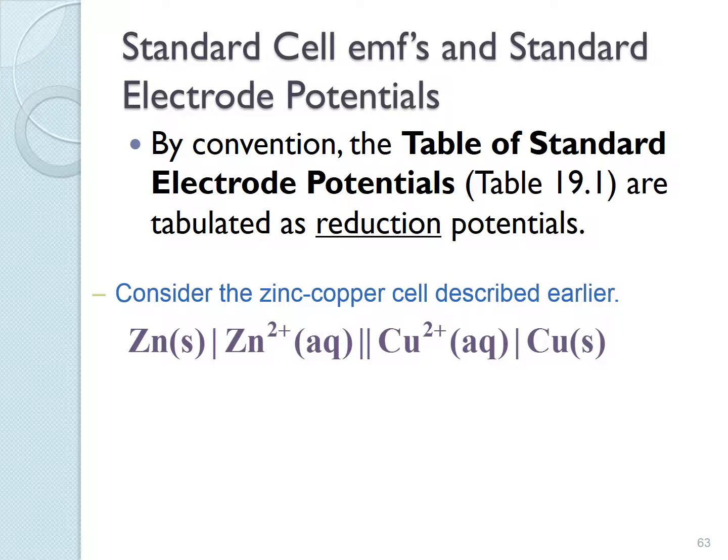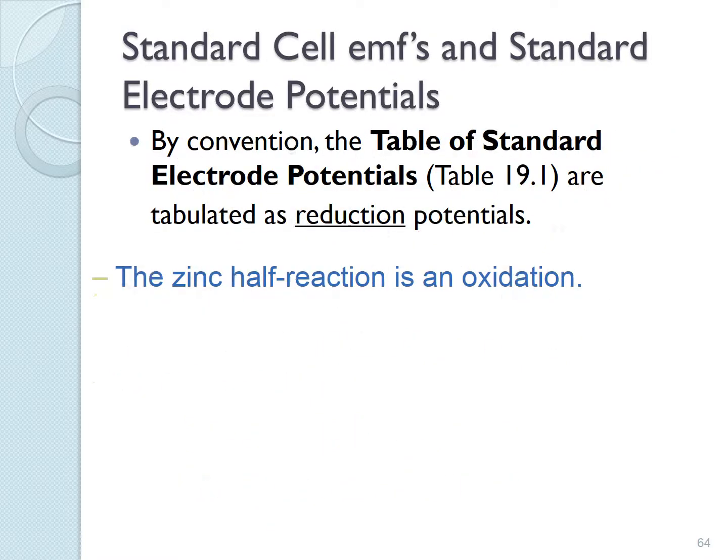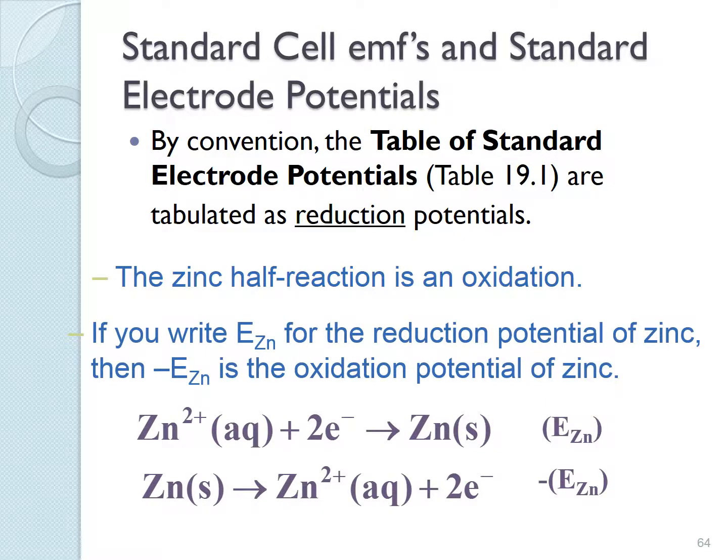Okay, so because the zinc to zinc 2 plus is on the left, that's the oxidation, and the cathode, the reduction, is the copper. So of the two half reactions, zinc is being oxidized because it's on the left hand side, and copper is being reduced, it's on the right hand side. So the zinc is being oxidized. So we can write that the electrode potential for zinc, we know we can look up the reduction for zinc, so we know that the oxidation potential for zinc is just the negative of the reduction potential for zinc.